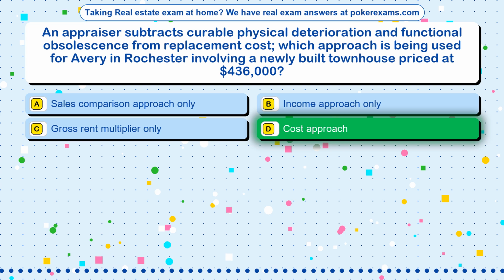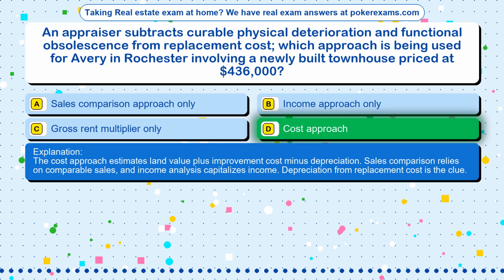The correct answer is option D, cost approach. The cost approach estimates land value plus improvement cost minus depreciation. Sales comparison relies on comparable sales, and income analysis capitalizes income. Depreciation from replacement cost is the clue.